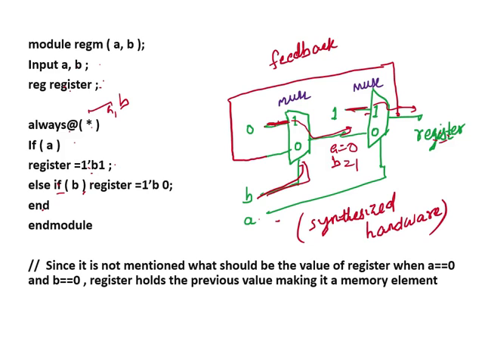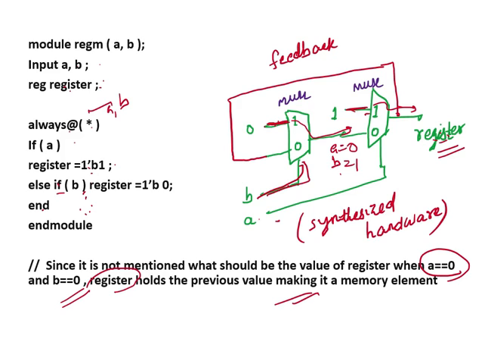Else, there is no else here. Then if b equal to 0, what will happen? Because we have not mentioned what the value of reg should be when a equal to 0 and b equal to 0, this reg will hold the previous value. If it is holding the previous value, then definitely it is a memory element. It is not a pure combinational circuit.